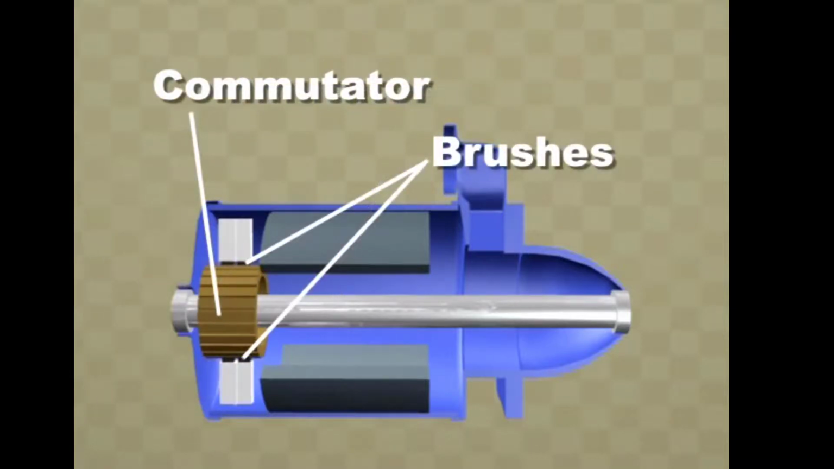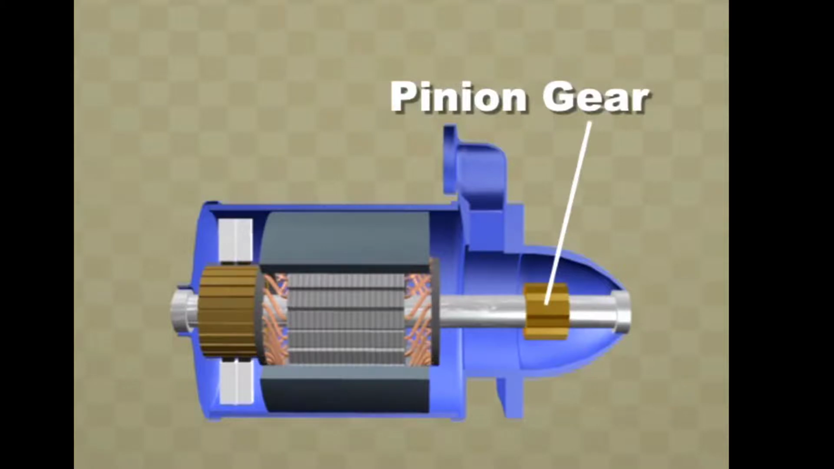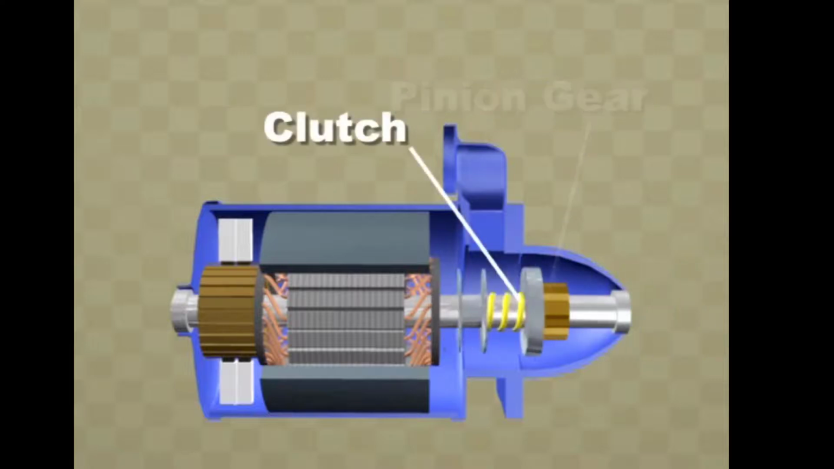The commutator mounts on one end of the armature shaft. The brushes rub on the commutator to produce a sliding electrical contact when the motor is running. Armature windings fit inside a metal armature core loaded on the armature shaft. This produces a very strong rotating magnetic field. A pinion gear is splined onto the shaft for engagement with the engine flywheel ring gear. A one-way clutch is constructed as part of the pinion gear to keep the flywheel ring gear from spinning and damaging the motor when the engine fires and runs on its own power.